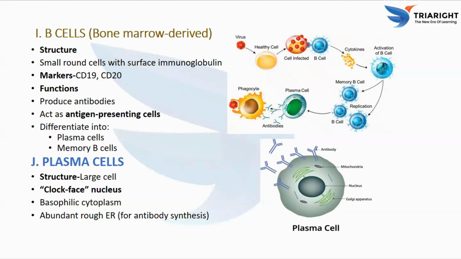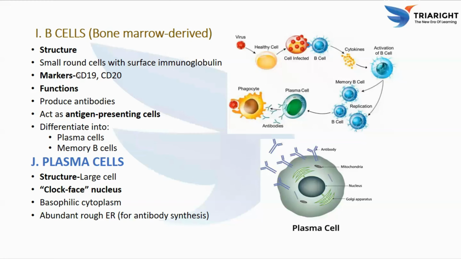So what are the important markers? CD19 and CD20. These are the classic B cell markers which are used in laboratory identification and clinical testing. CD19 is found on almost all the B cells. CD20 is targeted by drugs in autoimmune diseases and lymphomas.